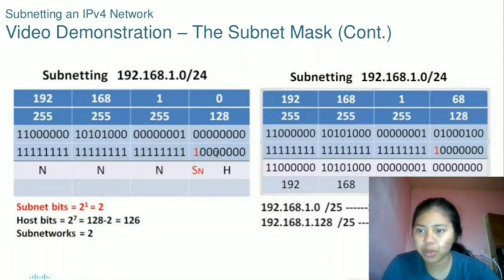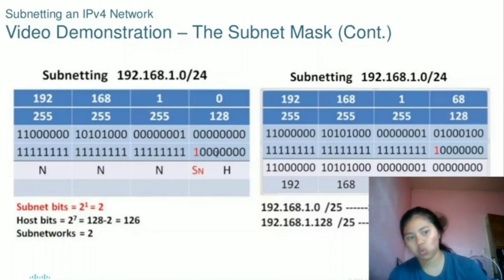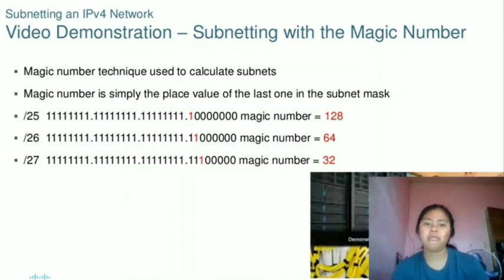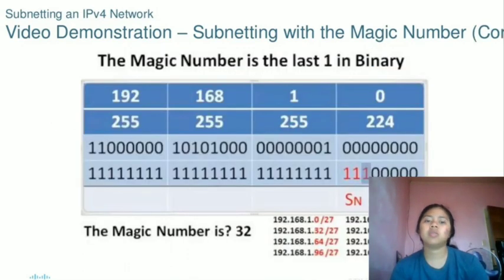So for example, 11000000. The host bits: 7, so 2 to the 7th is 128, minus 2. Okay. The magic number is 128.